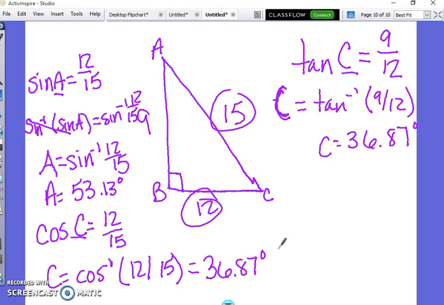Yes, this is calculator required. This is setting up. We're going to do more angles tomorrow, and we're also going to be able to find a missing side length tomorrow.